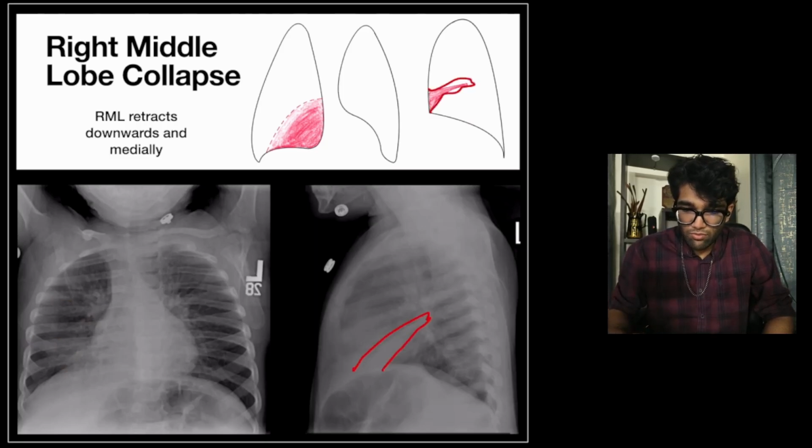Okay, so this is the right middle lobe collapse, and what I want you to take from this is that there is loss of volume. So atelectasis is a consolidation with concomitant lung volume loss.